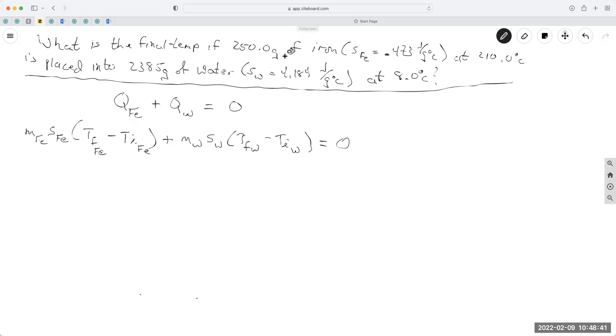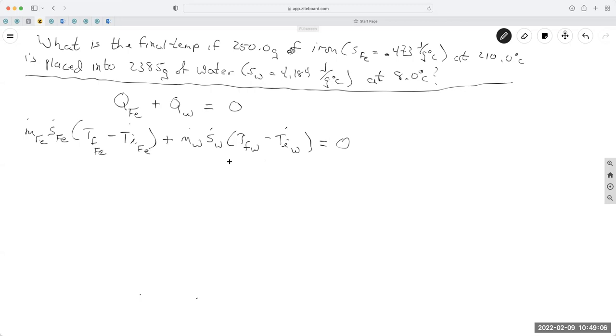Now, we have the mass of the iron. We have the specific heat of the iron. We have the initial temperature of the iron. We do not have the final temperature of the iron. I'm going to put a dot by each thing that we have. Okay. We have the mass of the water. We have the specific heat of water. We have the initial temperature of the water. So this looks like we have one equation and two unknowns, right? Because we don't have either final temperature.